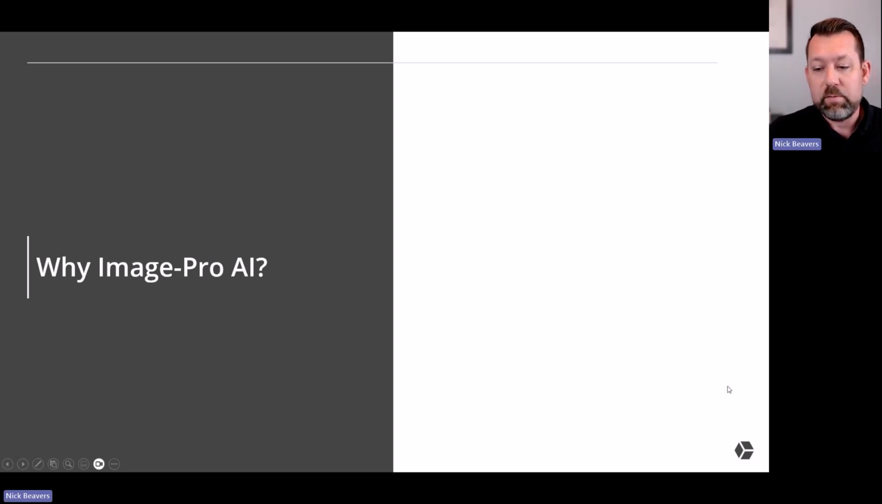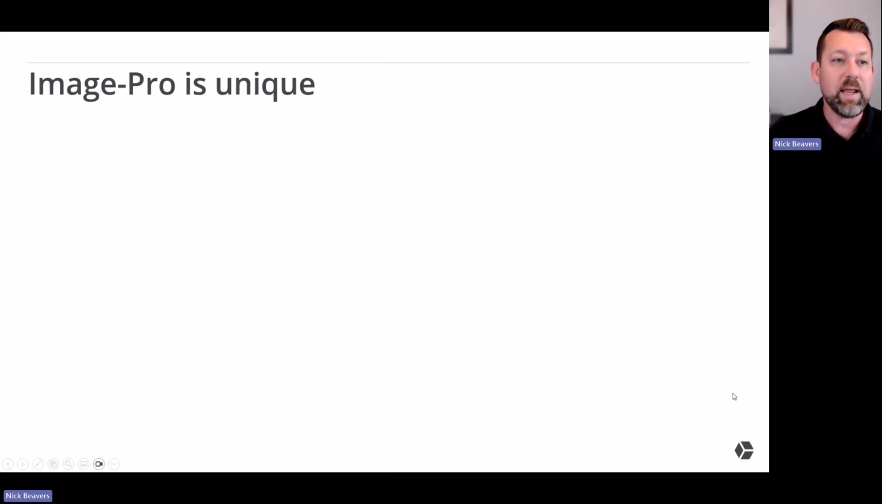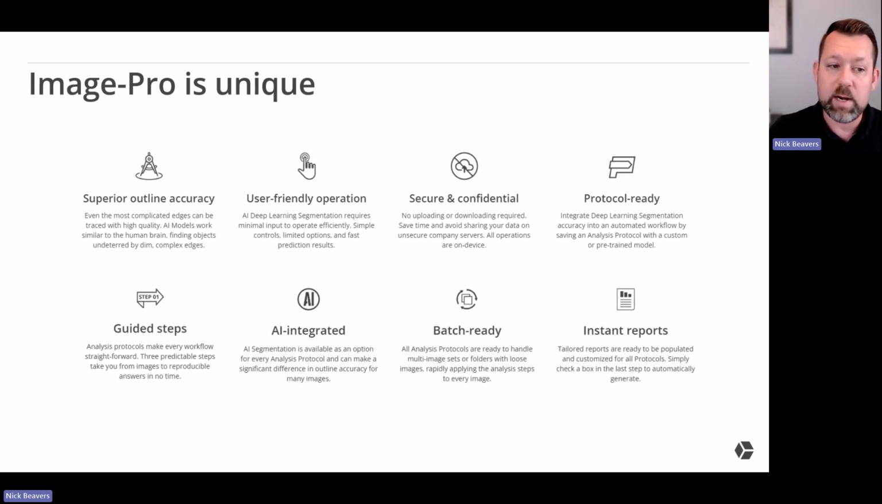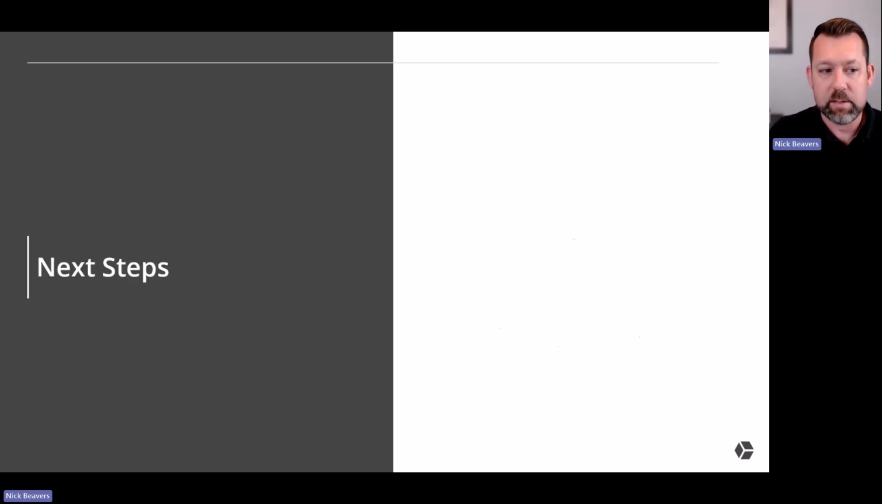In terms of if you don't have some kind of solution for that and you were looking for something, imagepro is a unique product in that it provides everything we've talked about today, from the superior outline accuracy, a user-friendly operation, no uploading with only secure and confidential analysis. It is protocol ready. It provides those guided steps to make things really easy and standardized. Fully AI integrated so that you have all that capability right at your fingertips, the batch processing ready that you saw Tom perform, and of course the ability to create instant reports from any type of analysis process.